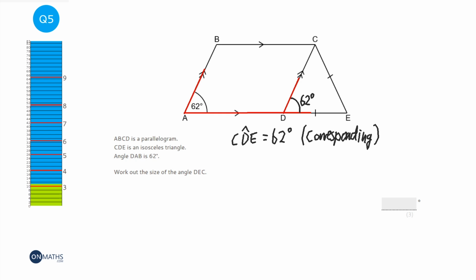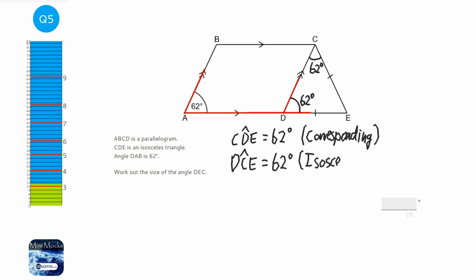Okay. Right, now angle DCE, this one here, will also be 62 degrees. So angle DCE will also be 62 degrees. And this time it's because the bottom two angles in an isosceles triangle are always equal. Now by bottom I always imagine isosceles being like this. So it's always the bottom two. Clearly that isosceles is not like that, but in my head an isosceles is always this way up with the two equal lengths left and right. So it's the bottom two that are always equal. So that's going to be 62 as well.